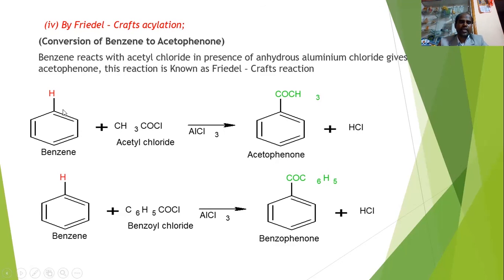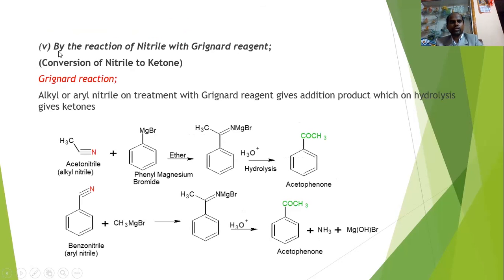This is called an acyl group, and this is acetyl chloride. So chlorine is replaced, forming a product. Similarly, in the second case the one taken is benzoyl chloride. So benzoyl chloride, when it is treated with benzene, gives rise to benzophenone. This is about the Friedel-Crafts acylation, converting aromatic compounds into ketones.